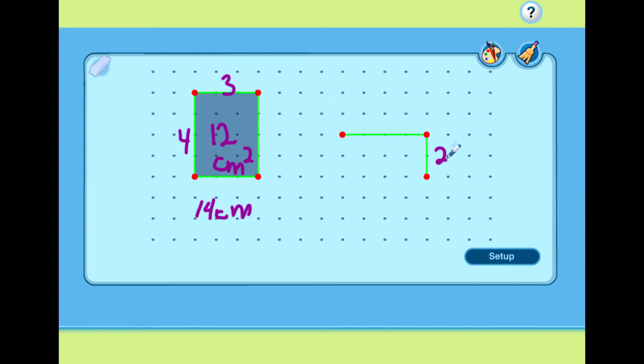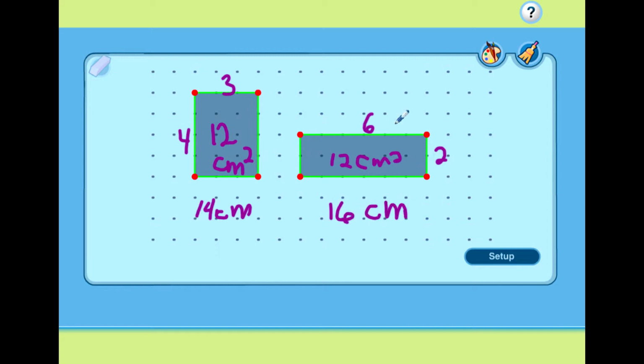1, 2. And how long does it have to become 12 centimeters squared inside? Let's try 2 times 6. So if we spread this out another centimeter, we get 12 centimeters inside. What is it going to be on the outside, the perimeter? 6 plus 2 plus 6 plus 2. 6 plus 6 is 12, 13, 14, 15, 16. It would take me 16 centimeters to go around that box.